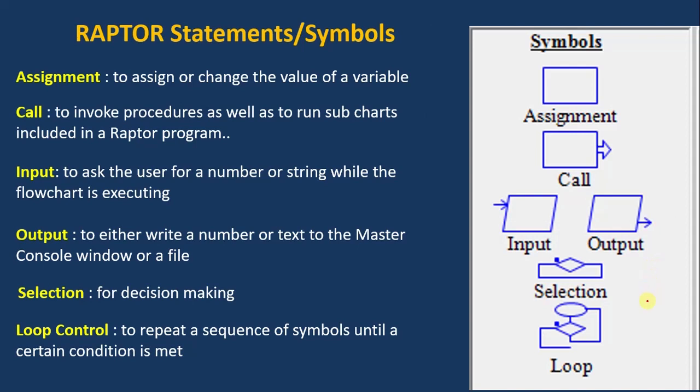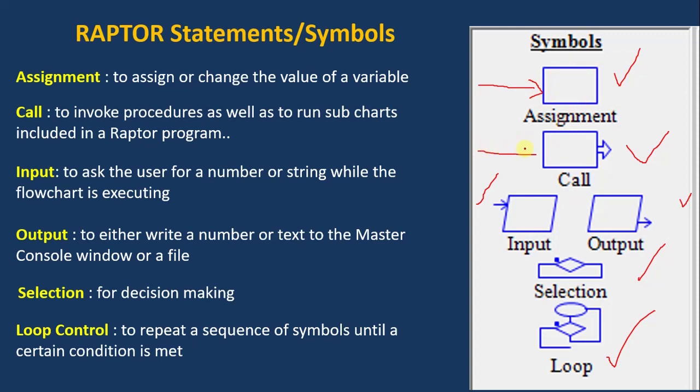Basically, Raptor consists of 6 statements, also called 6 symbols: an assignment statement, a call statement, an input statement, output statement, selection statement, and loop statement. This assignment statement is to assign a value to a particular variable. This assignment statement can also be useful for performing mathematical operations. All the mathematical operations that we will perform are inside this assignment symbol.